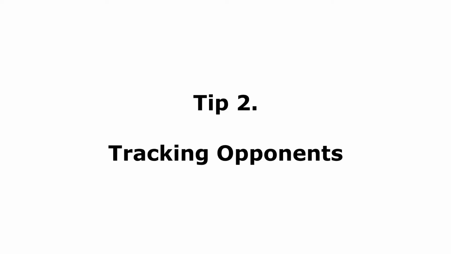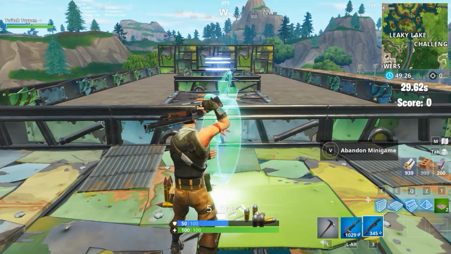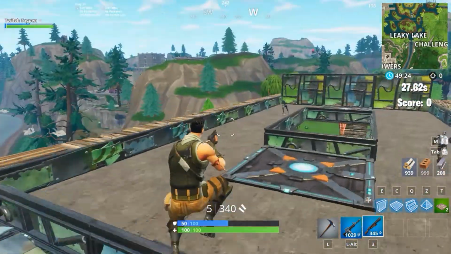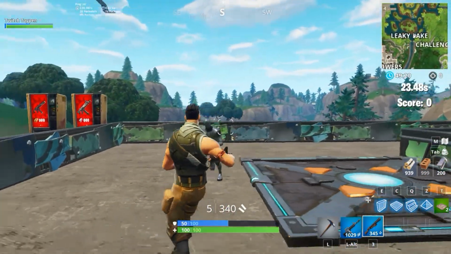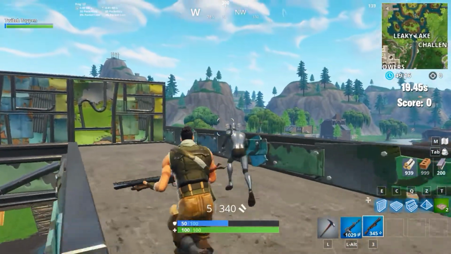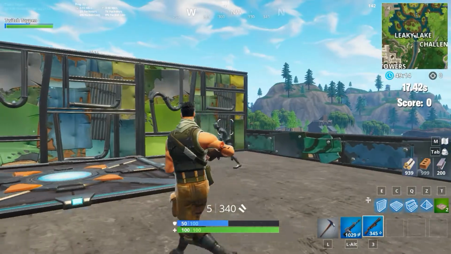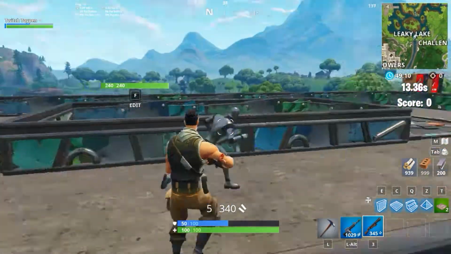All right, so for the next tip, guys, you're going to want to look into tracking opponents. What I mean by this is essentially moving your cursor along with an opponent while they're moving. An easy way to practice this is to go into playground mode and go to the blue cube for aim training. As you can see on screen, I'm just running along and trying to keep my aim kind of ahead of the opponent a little bit, as if you were in a regular game.